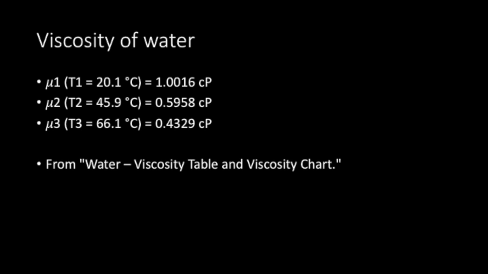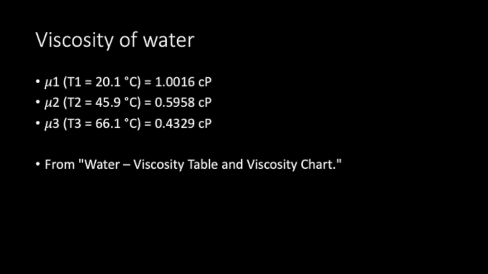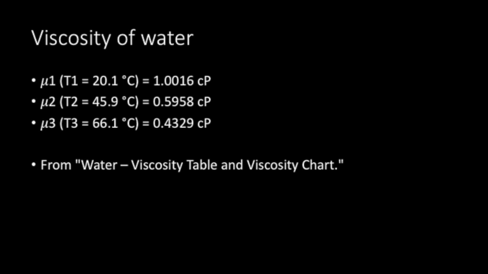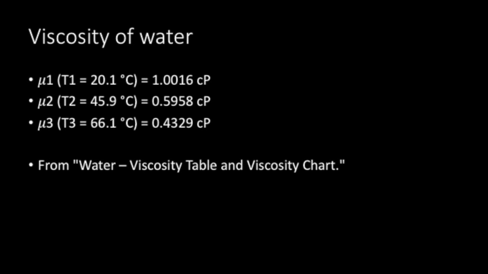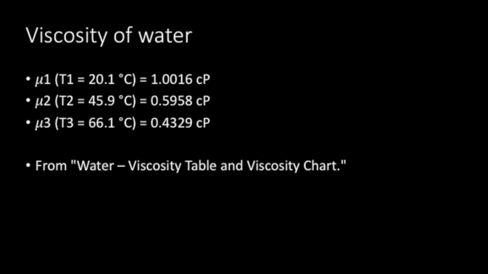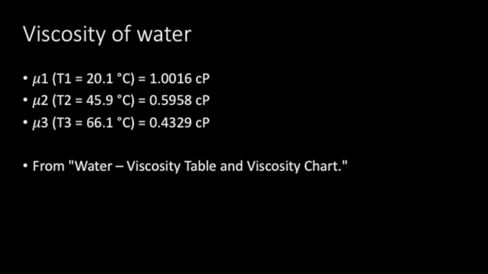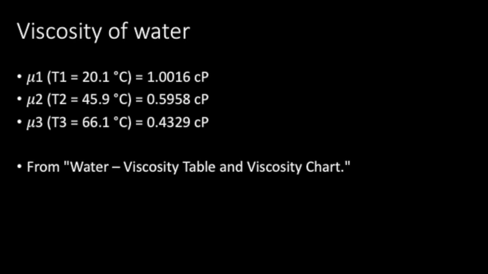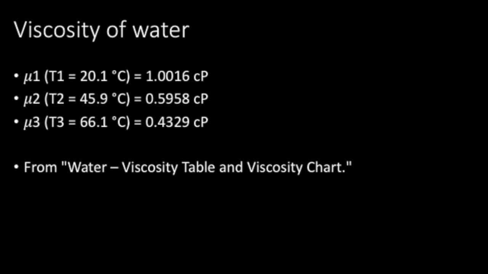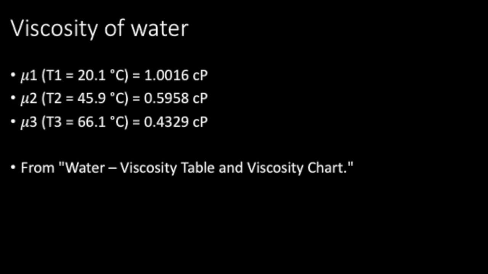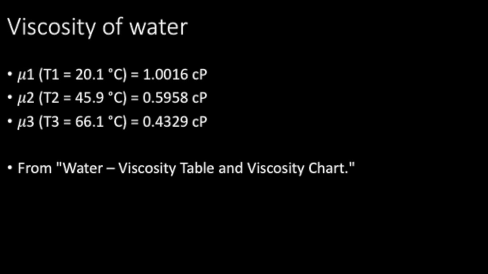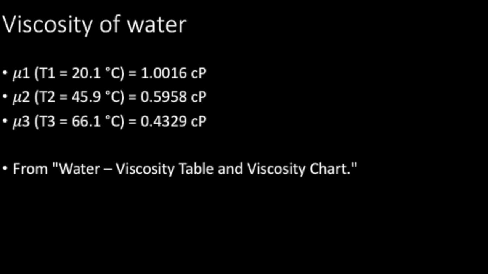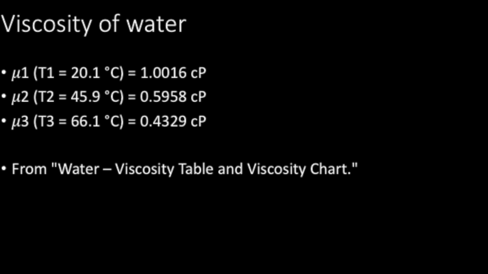From the water viscosity table, we have found the viscosity of water at the 3 different temperatures in which we ran our experiment. The viscosity of water at 20.1 degrees Celsius is 1.0016 centipoise. The viscosity of water is 0.5958 centipoise at 45.9 degrees Celsius and 0.4329 centipoise at 66.1 Celsius. These values will then be plugged into the Wilke-Chang equation in the next slide.